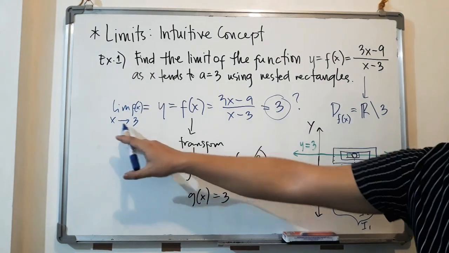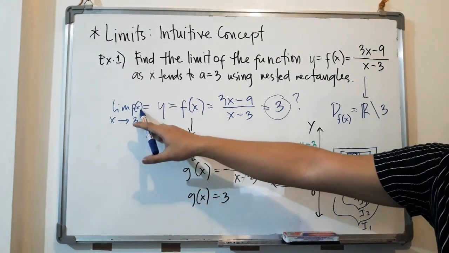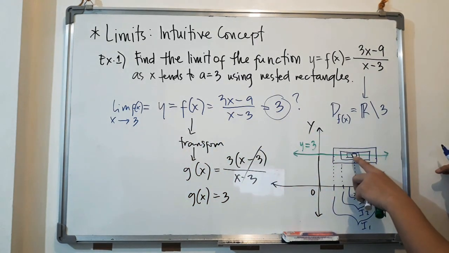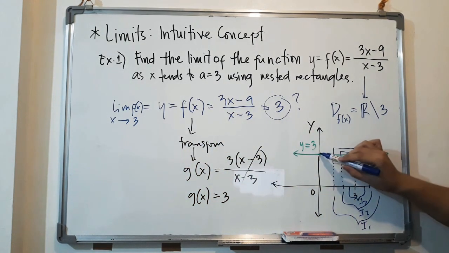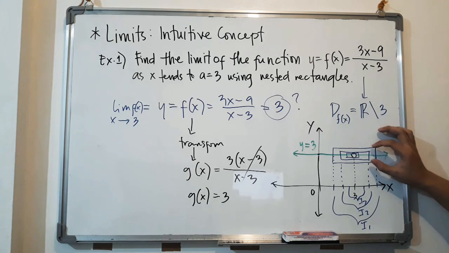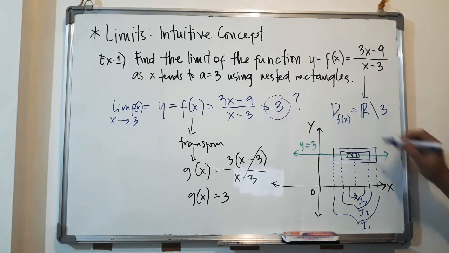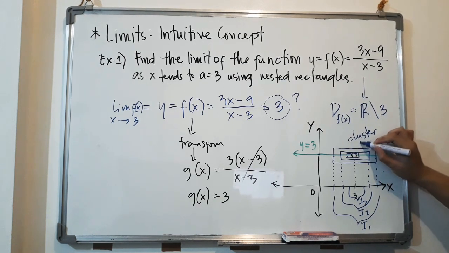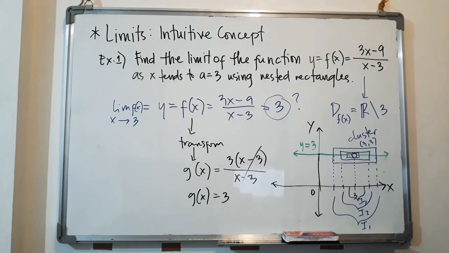As x approaches 3, function approaches 3. Diba? Ga-approach siya sa 3. Ito yung, kumbaga, ito yung limit niya. Okay? In other words, these rectangles cluster about the point (3, 3). So, take note ng term cluster about point (3, 3).